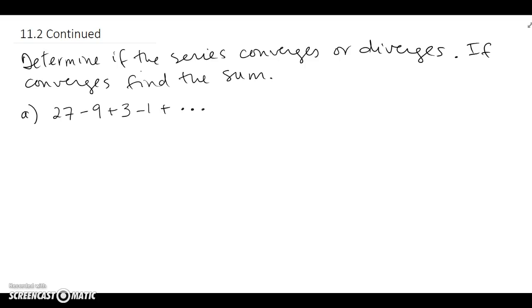Determine if the series converges or diverges. If it converges, find the sum. So just by looking at this series, it seems that the terms are oscillating, but they're getting smaller as well. So it might be geometric.